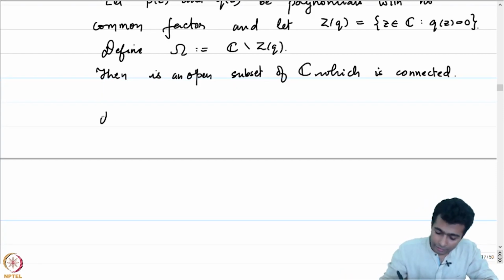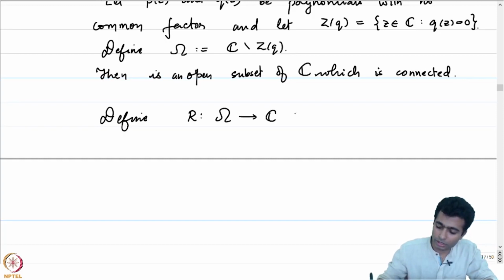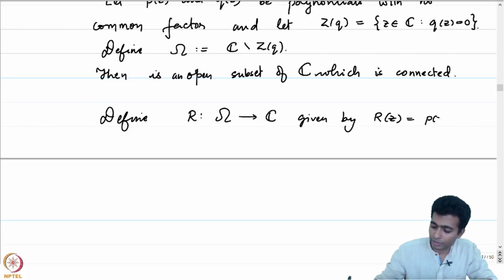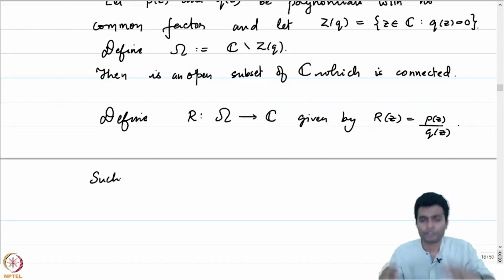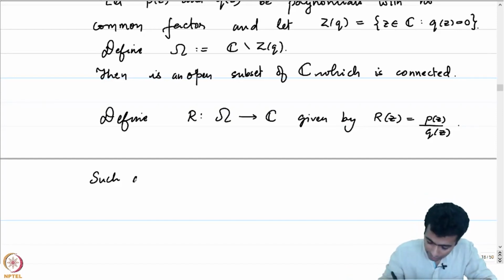Let's define R, a function from omega into C, given by R of z equal to P of z by Q of z, and such a function is called a rational function. These are also a class of functions which are of great interest. Such a function is called a rational function.